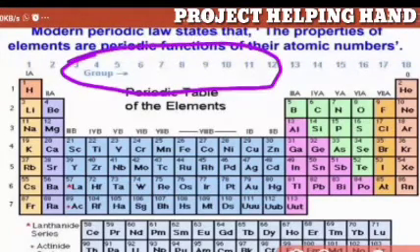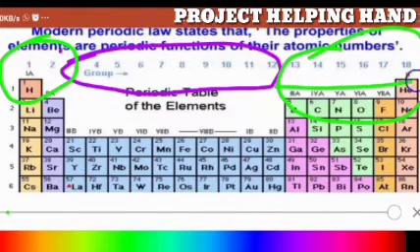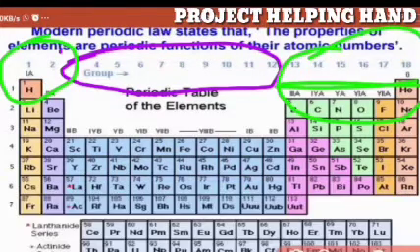And what are representative elements? Representative elements are group number 1 and 2, and group number 13 to group number 18. I repeat it again. Group number 1 and 2, and group number 13, 14, 15, 16, 17, 18 are representative elements. And group number 3, 4, 5, 6, 7, 8, 9, 10, 11, 12 are transition elements.